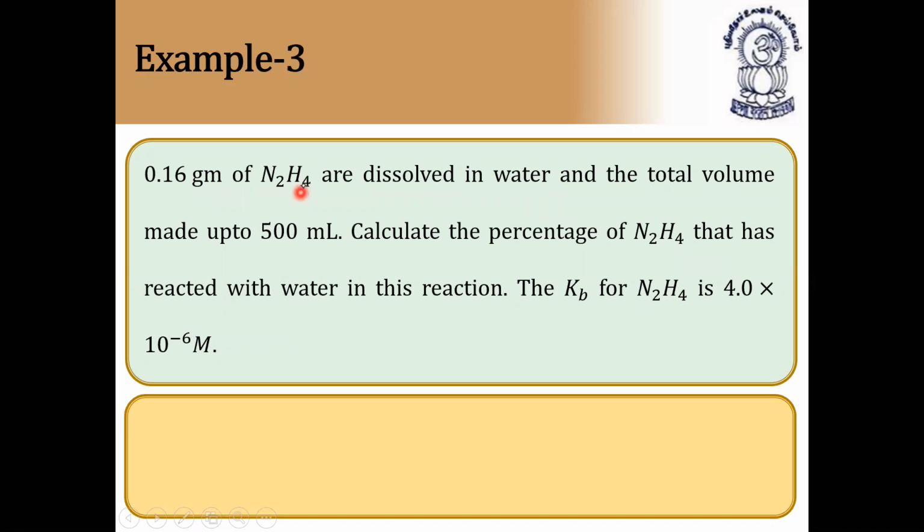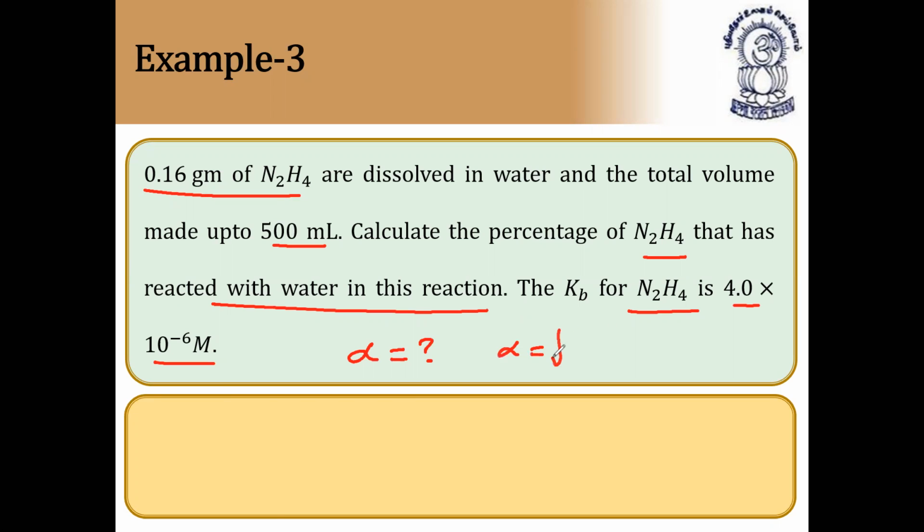0.16 grams of hydrazine, that is N2H4, is dissolved in water, and the total volume made up to 500 ml. So they have given the weight of N2H4 and the volume also. Calculate the percentage of N2H4 that has reacted with water in this solution, and Kb for N2H4. This is a base, so Kb for N2H4 is given as 4.0 × 10^-6. To find the percentage of N2H4 that has reacted with water is nothing but alpha. They are asking alpha in this question. We know that since this is a weak base, alpha is equal to root of Kb by C.